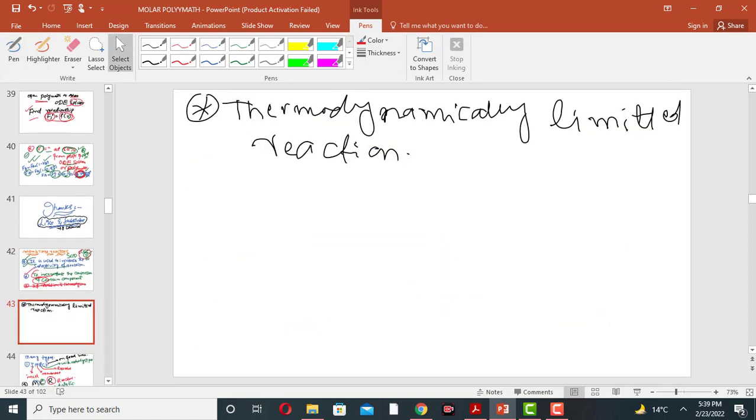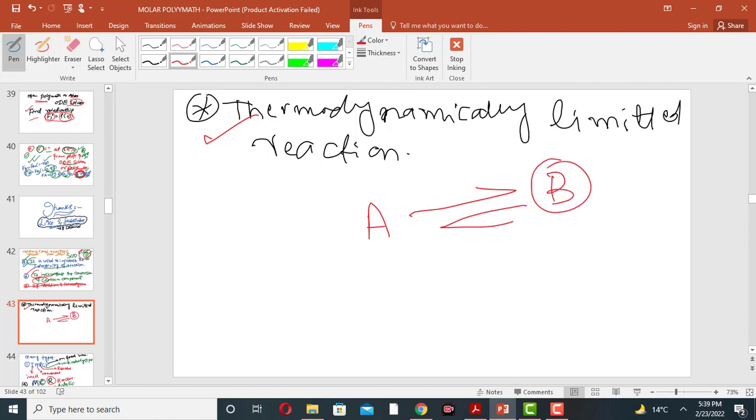Similarly, membrane reactors are used for those reactions which are thermodynamically limited. Now what do we mean by thermodynamically limited? A thermodynamically limited reaction means that suppose A is converted into B, and after B is formed, B is again converted into A. So this is a reversible reaction.